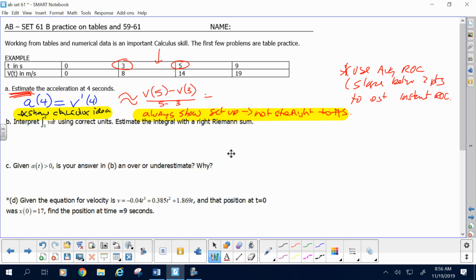All right. V at 5. What is V at 5? 14. V at 3 is 8. In other words, the velocity increased by 6 meters per second in 2 seconds. So the acceleration is 3 meters per second per second. So it's okay to get rid of this. Good question. I was hoping you would say something like that.